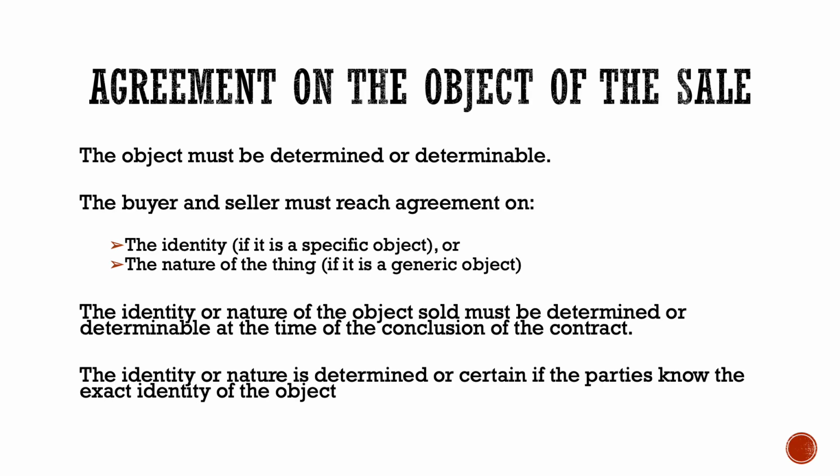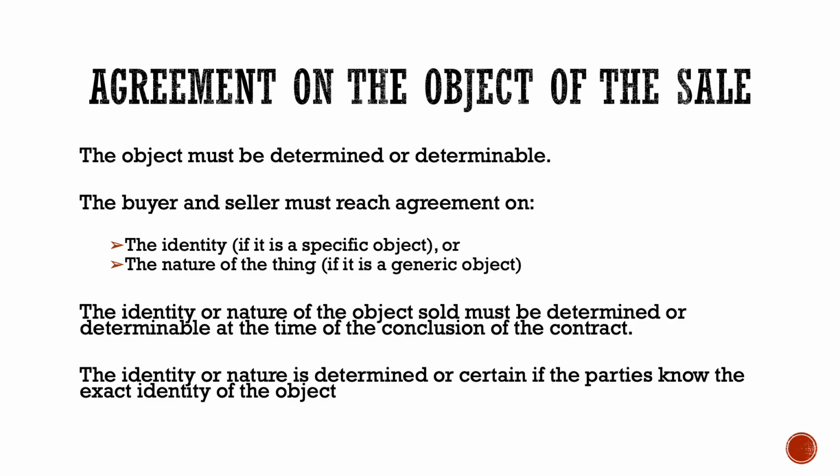So the object must be determined or determinable, so that means that the thing that is being sold should be identifiable and should be described so that all parties know what exactly is the object of sale, meaning that what is it that is being sold. So the buyer and seller must reach agreement on the identity of the thing, the nature of the thing, including specific descriptions if it's a generic object.